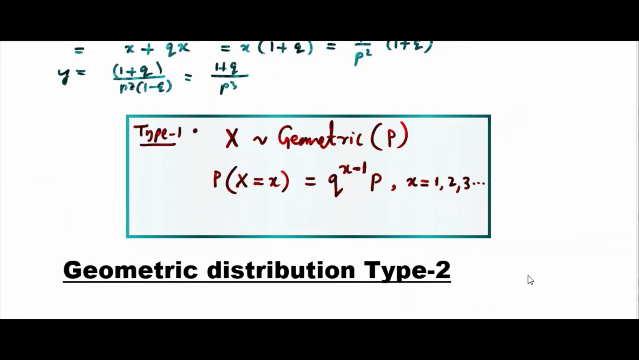And along with this you need to write the expected value of x, that is 1 upon p, you need to remember, and the variance of x, q upon p square.